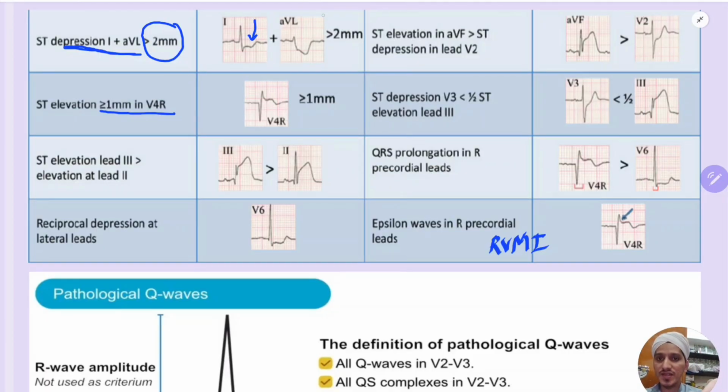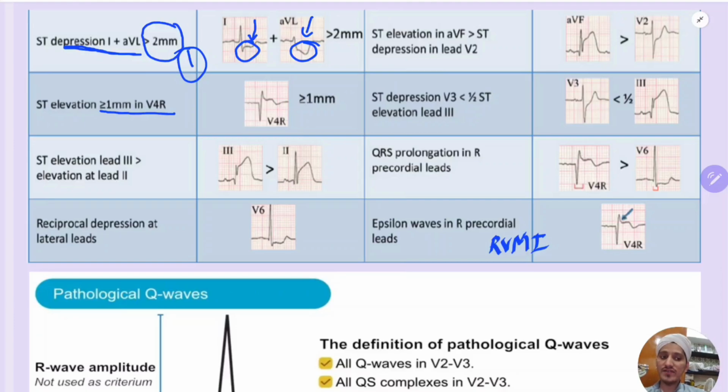You can see the leads also. In 1 and AVL, the depression is more than 2 mm. So you have an inferior wall MI, but reciprocal changes are there in 1 and AVL. If the amplitude of the depression is more than 2 mm, then you should suspect right ventricular MI in this patient, connect V4R and V5R leads, and confirm the infarction. If it is elevated at least 1 mm, then right ventricular infarction is confirmed. So this is one clue for right ventricular MI.